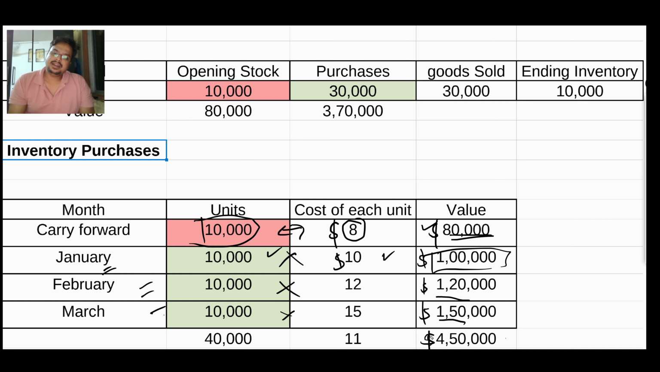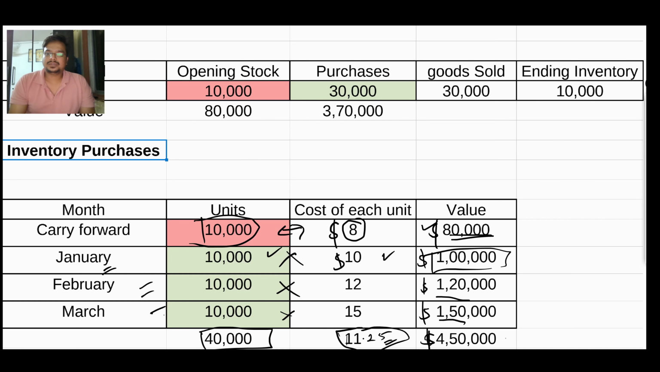Okay, so the trader had around $450,000 worth of inventory. Okay, so how did we get this? This is 11.25, rounded off. So how did we get this 11? It is the cost of each unit. We just divided 450,000 by 40,000 units, which is the cost of each unit.